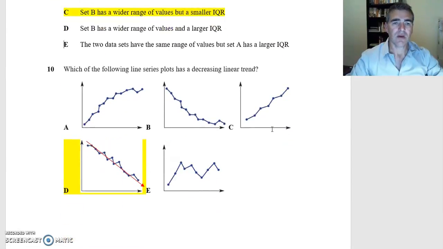Question 10, which of the following line series plots has a decreasing trend. Decreasing means it's going down. That one's going up. This one's going down. That's going up. This one's up and down, so that's obviously not decreasing nor increasing. But the one that's decreasing, that's pretty much following a straight line, is D. If we have a look at B, it's not quite a straight line. It seems to be following more of a slight curve. So linear meaning straight line. So straight line, D is our answer.